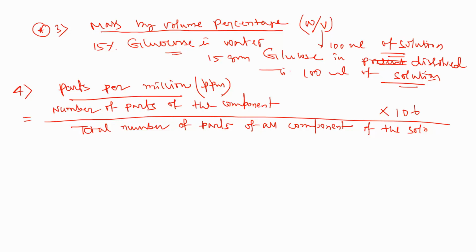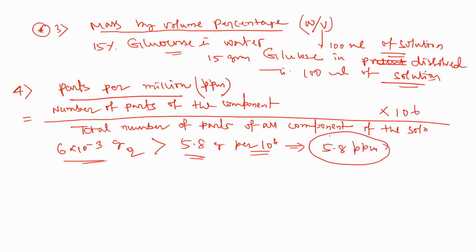So what does that mean? It is saying a liter of seawater contains about 6 into 10 to the power minus 3 gram oxygen. That means 5.8 gram per 10 to the power 6, that means 5.8 ppm. When we describe the parts per million, we have to multiply by 10 to the power 6 to get the ppm.